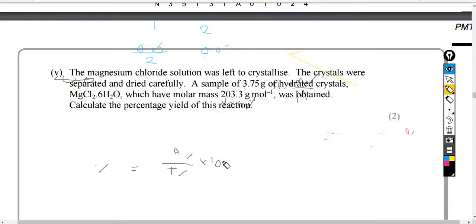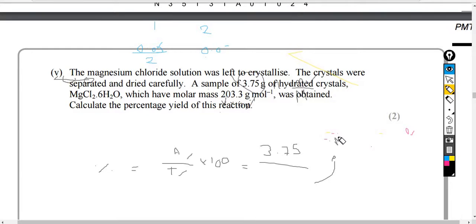So in this case, the actual amount that you got was already given here, so it's 3.75 in grams. And the theoretical amount, how would you calculate it? This is divided by the molar mass you have been given. Again, you have to get this number, so you're going to have to do a separate little calculation if you can't get it through your head at once.